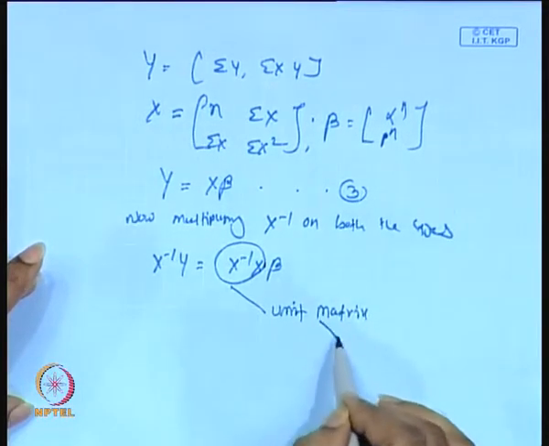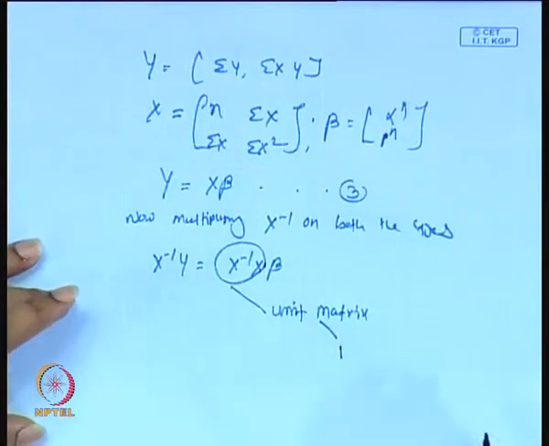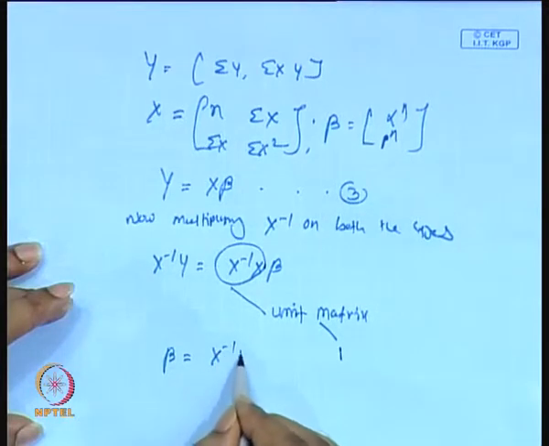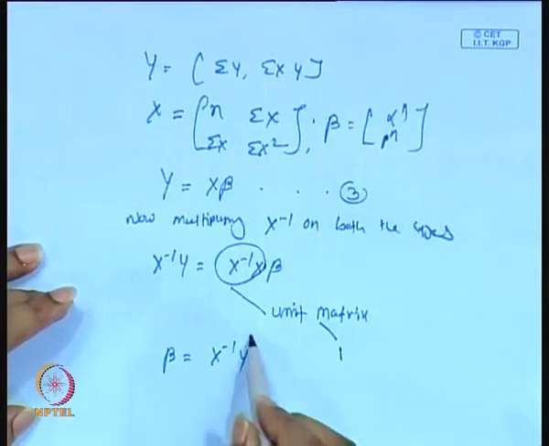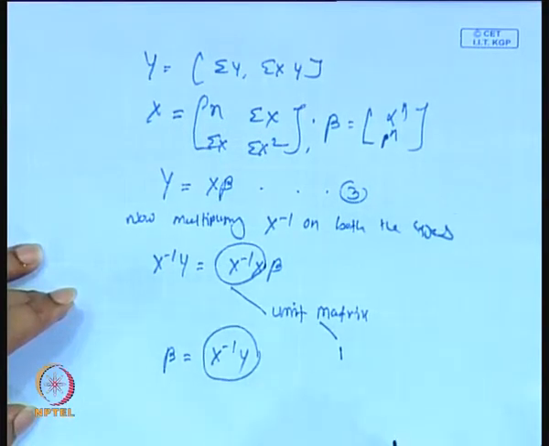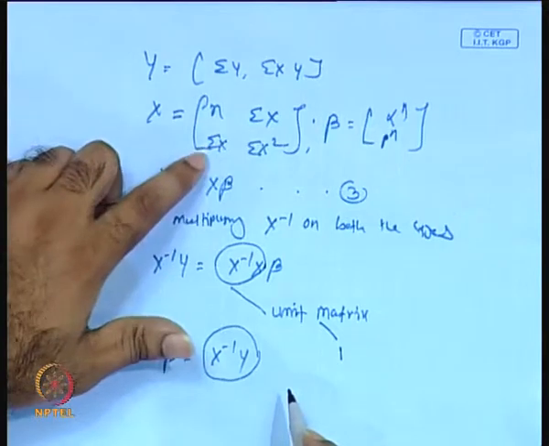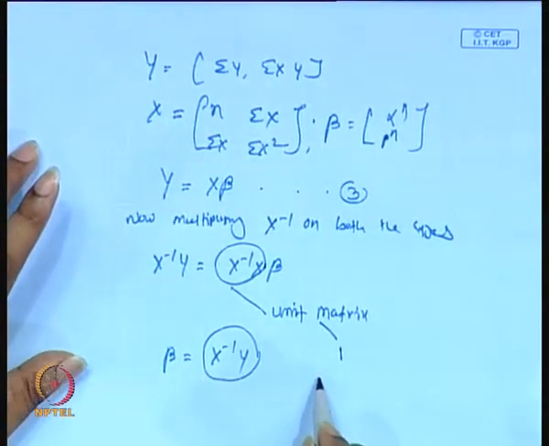So, as a result the value of the matrix is exactly equal to 1. That implies beta equals X inverse Y. Now the question is, what is X inverse Y? We know what X is: X is n, summation x squares. So we have to find the X inverse.